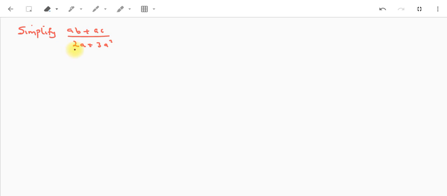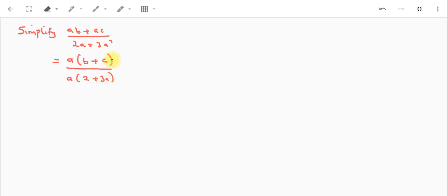So if you look at this, this is another kind of factorization. Look up here, what's common? A is common. If I take A out, what will I have left inside? B will be left here, plus C will be left here, okay? Over, A is also common here. So if I take A outside, I'll have 2 left inside, because A is out, plus 3 and another A.